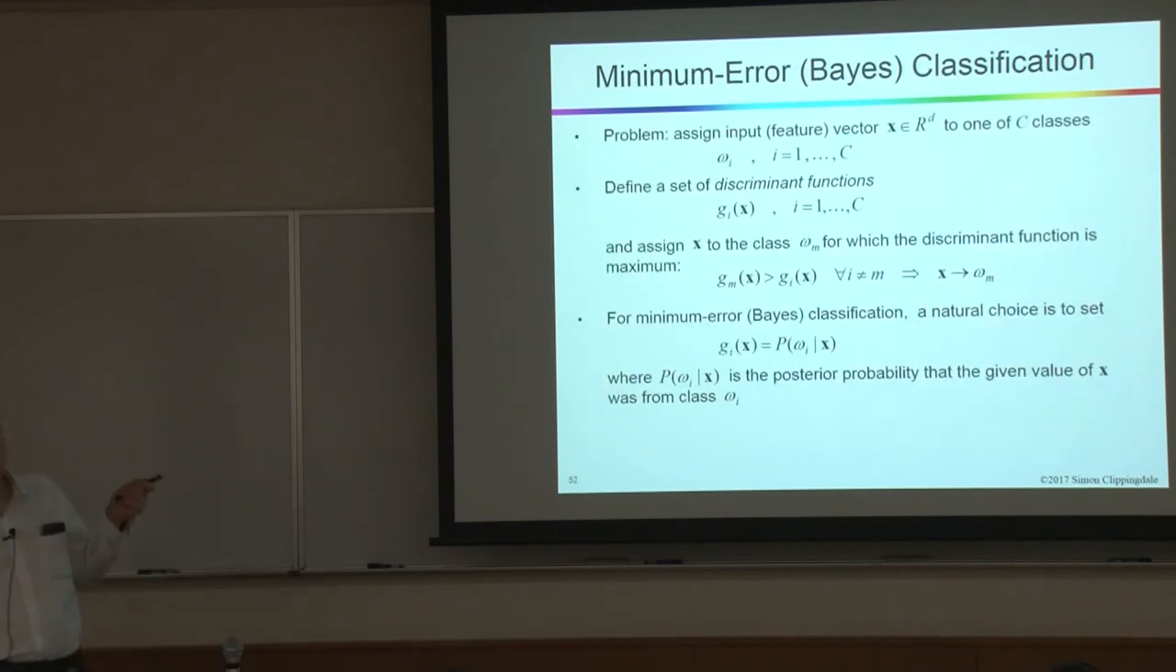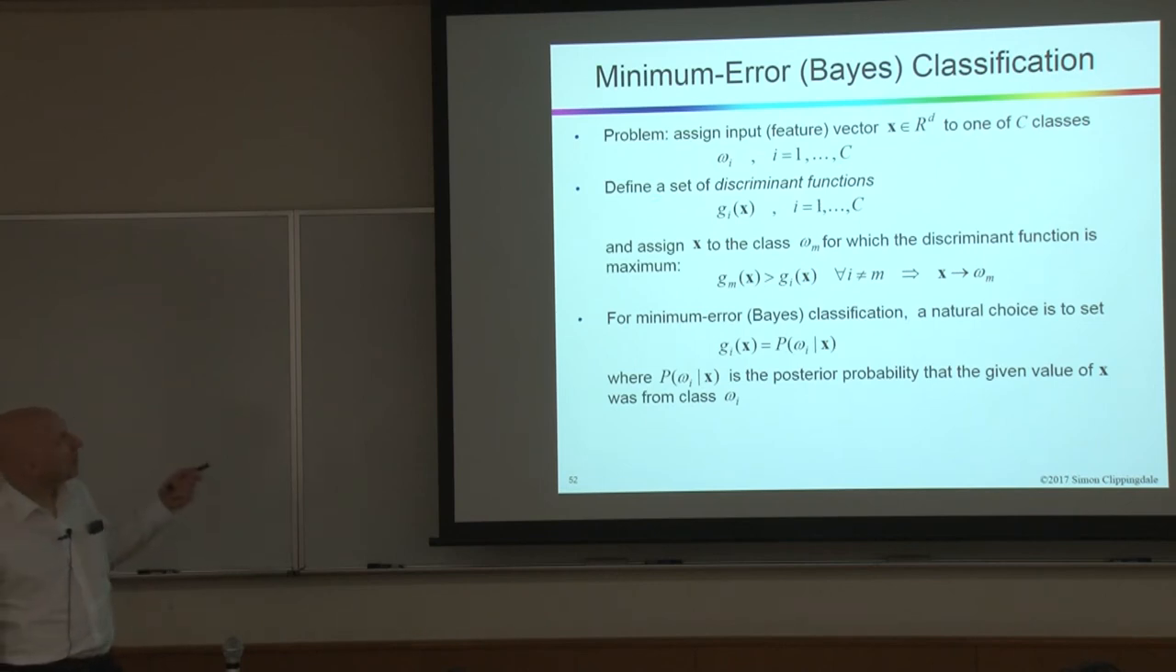The best that you can do with a classifier is the so-called minimum error or Bayes classifier. The way of achieving what you can show to be the minimum error is to assign your input feature vector X, which is a d-dimensional vector, to one of these C classes, omega i, so omega 1 to omega C.